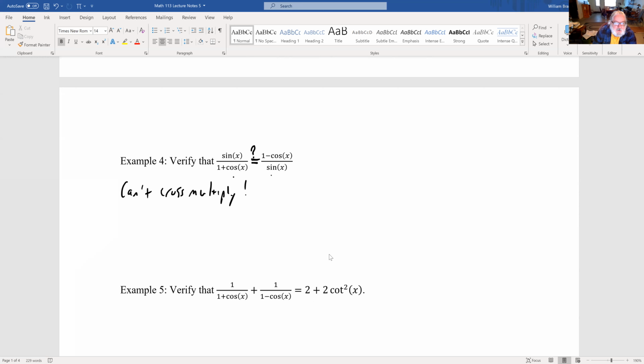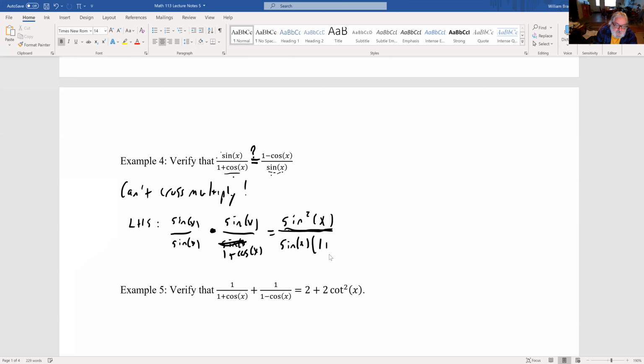But if we were going to do some cross multiplication, we would think about multiplying the left side by sine x, for example. So let's think about just multiplying the left side by sine x over sine x, times the left side, 1 plus cosine x, because that's my denominator. And this becomes sine squared x over sine x times 1 plus cosine x.